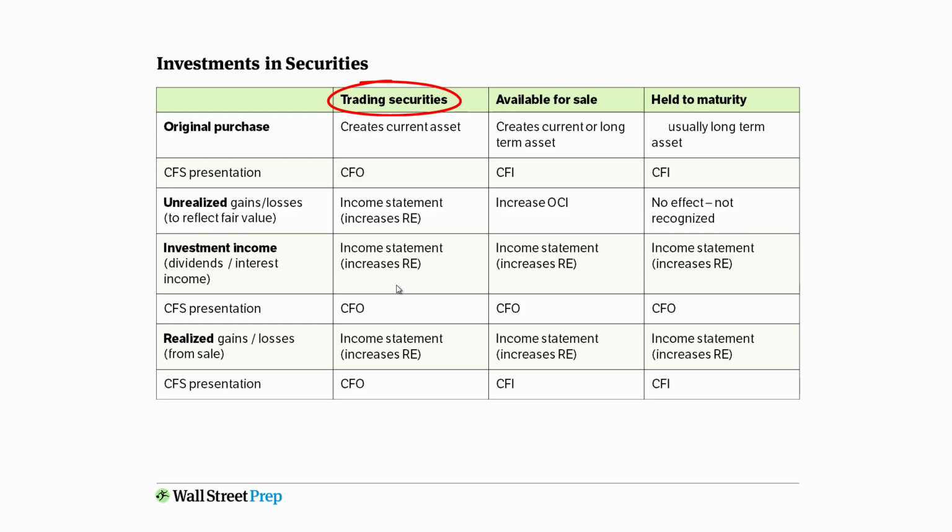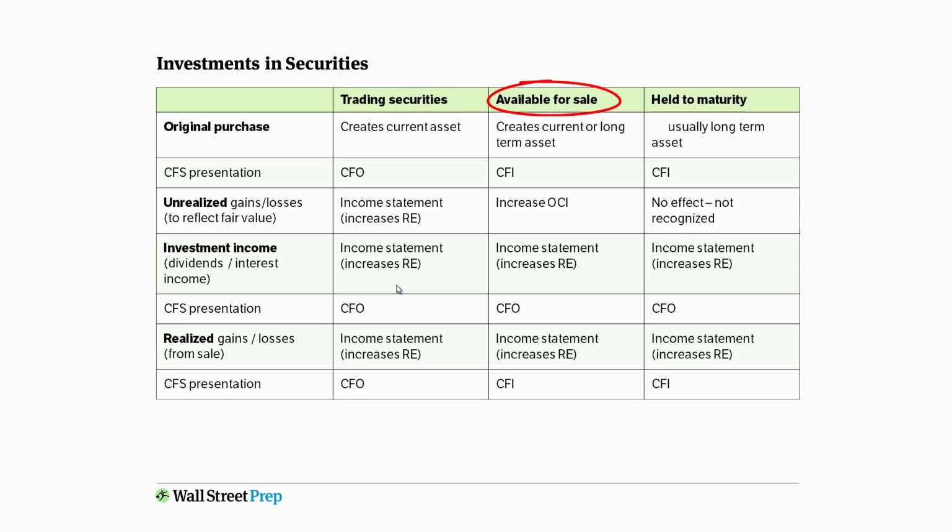Now, when you ultimately sell those securities, those realized gains from any gain on sale are also going to be reflected within retained earnings on the income statement. And again, those gains are going to be captured in cash from operations. So trading securities are fairly straightforward. This represents liquid assets, and the fair market value adjustments are represented all via the income statement.